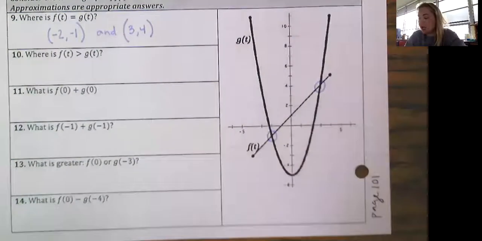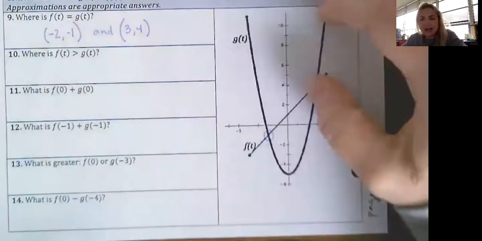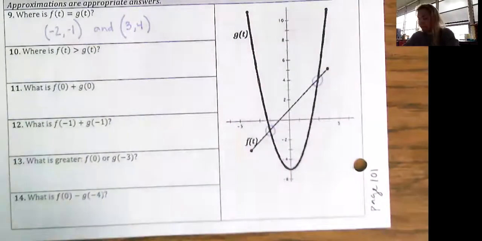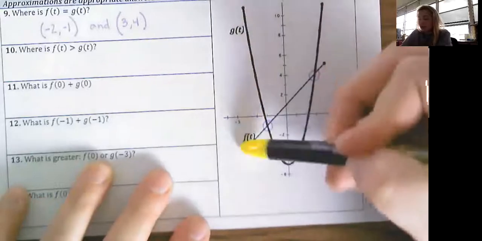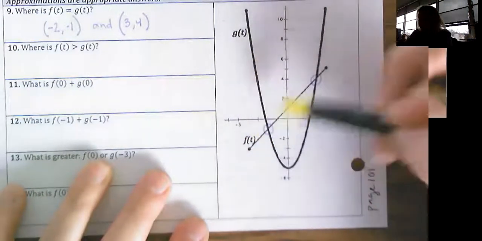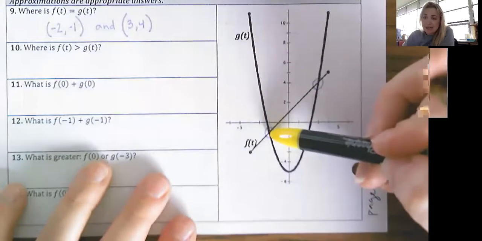Next question. Where is f of t greater than g of t? So it's asking, when is the straight line above the curved line? Some of you might be thinking never because the curved line is above. But really, if we look, let's follow where this highlighter is. Right now, g of t is above f of t over here on the left. And it's still above, still above, still above. But when they touch the same point, g of t is not above. They're actually at the same exact place.